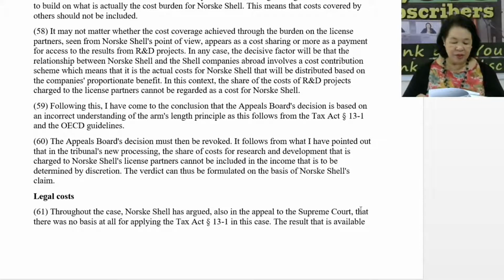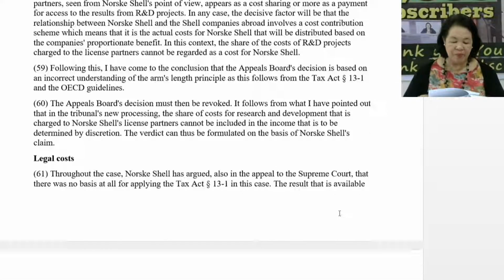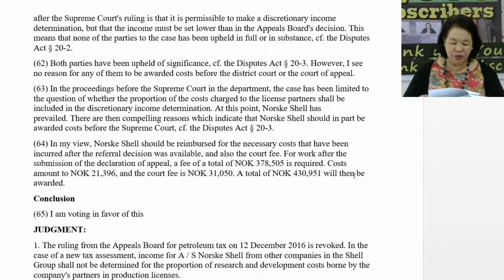So in the processing before the Supreme Court in the department, the case has been limited to the question of whether the proportion of the cost charged to the licensed partners will be included in the discretionary income determination. At this point, Norske Shell has prevailed. There are then compelling reasons which indicate that Norske Shell should in part be awarded cost before the Supreme Court. The Dispute Act, Section 20-3.